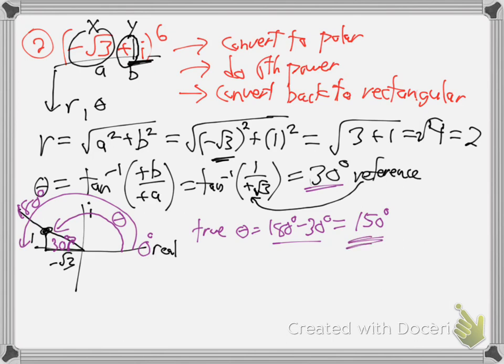So we got my angle 150. Okay. So now, what does that mean? Now we got our R right over here, 2. We've got our angle, 150 degrees. So we got our R. We got our 2.